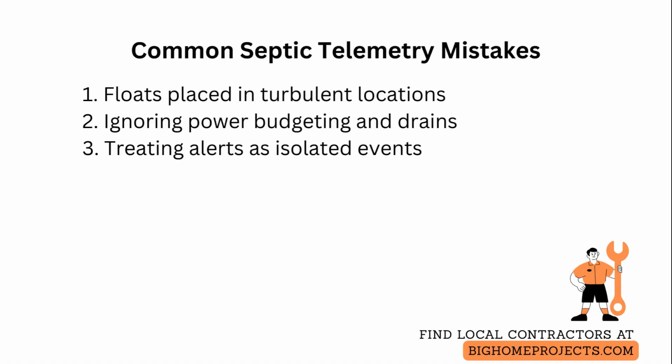Common mistakes include placing float sensors in turbulent sump locations where false actuations occur. Move floats to calmer pockets, or use a stilling tube to isolate readings. Another issue is ignoring power budgeting, which leads to drained batteries and silent failures. Resolve that by selecting low power sensors, reducing transmission frequency, and sizing the solar system for low light months.